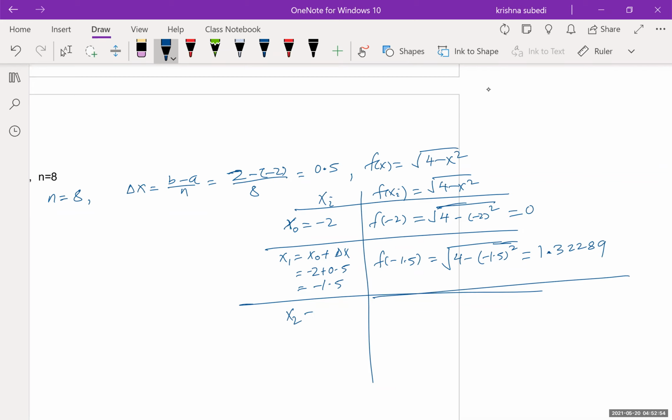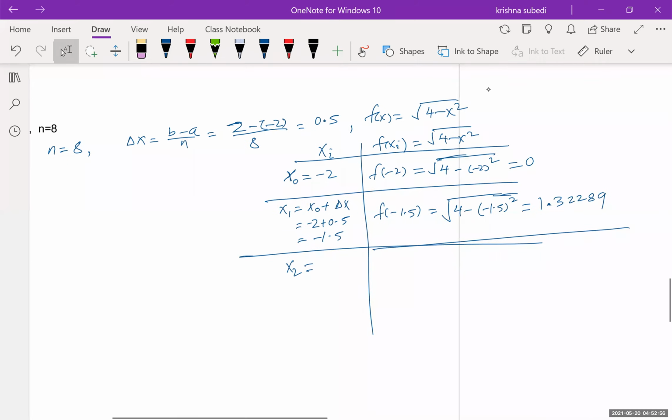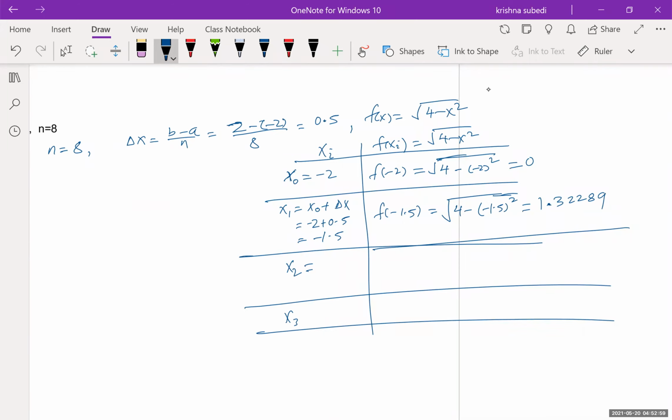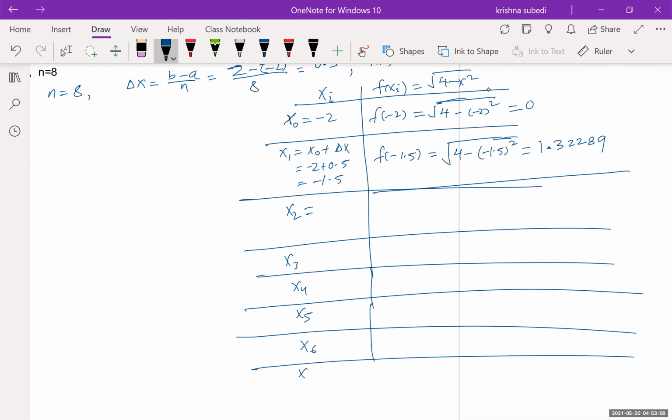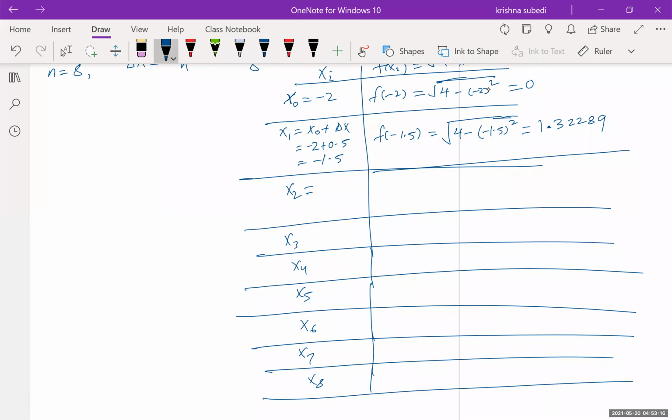In the same manner, find x2, x3, x4, x5, and because n is 8, you need to find all the way up to x7 and x8, and you calculate that value. I'll divide you into groups, and you work as a group for these questions.